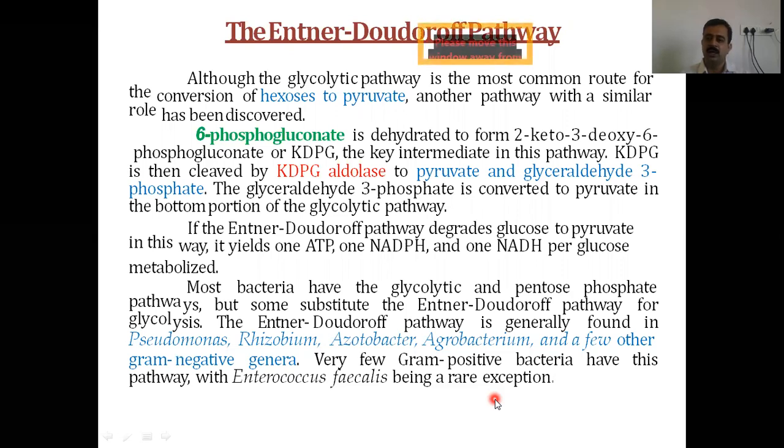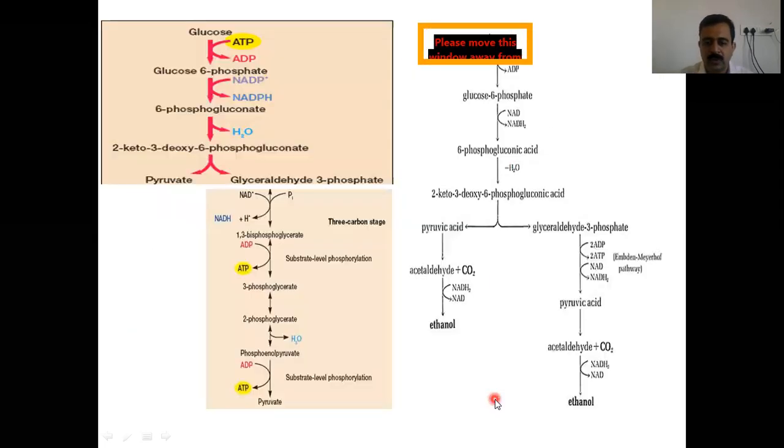On the other hand, the glycolytic pathway and the pentose phosphate pathway are generally utilized. See here, glucose to glucose 6-phosphate to phosphogluconate. From this phosphogluconate, 2-keto-3-deoxy-6-phosphogluconate, called KDPG, is formed. This KDPG will lead to pyruvate as well, and once it goes to pyruvate, it can go to the tricarboxylic acid cycle.